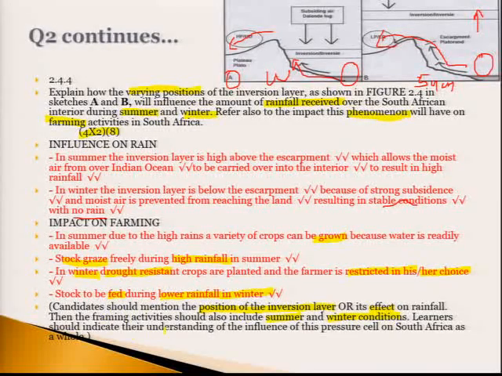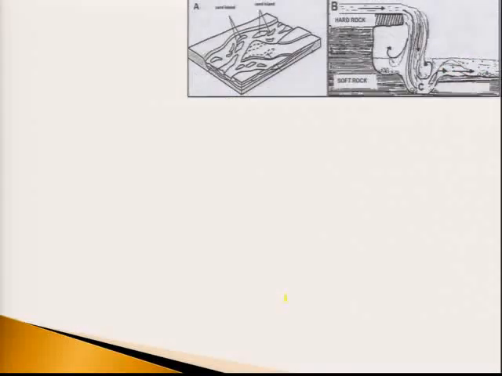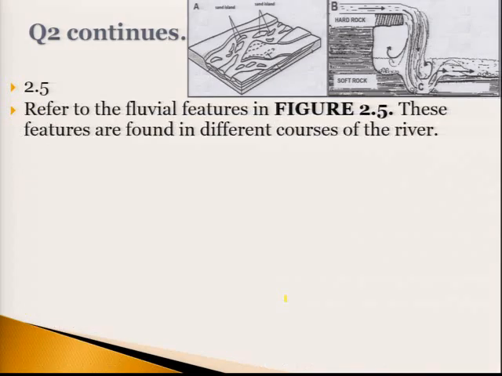Learners should indicate their understanding of the influence of the pressure cell over South Africa, which is the impact. Colleagues, let's give each candidate 2 marks. We must also accept a reasonable answer, even though it's not clearly stated, but it should be very clear in terms of the understanding that they are getting there.